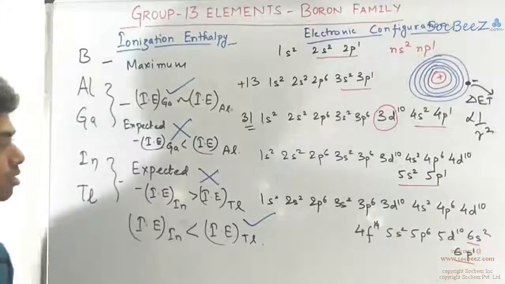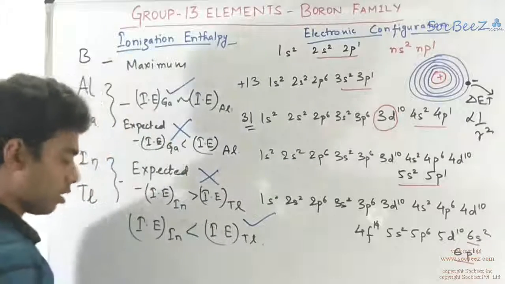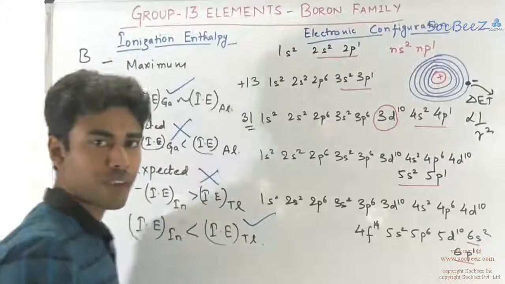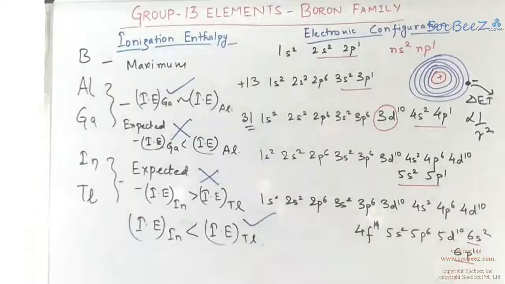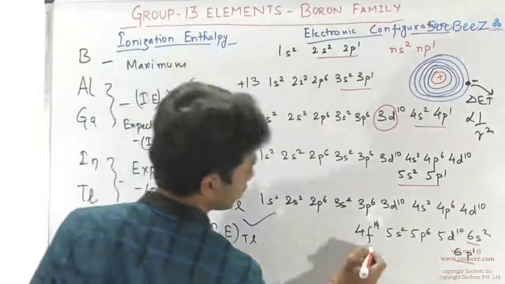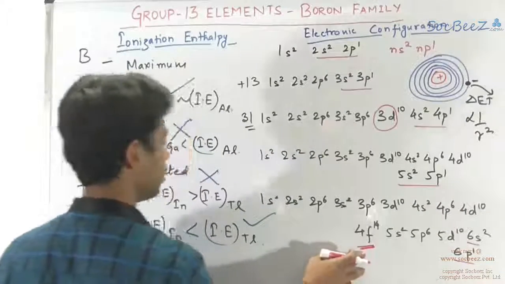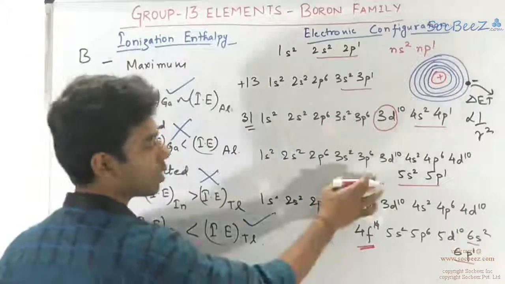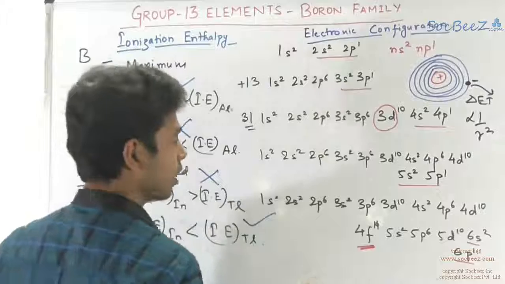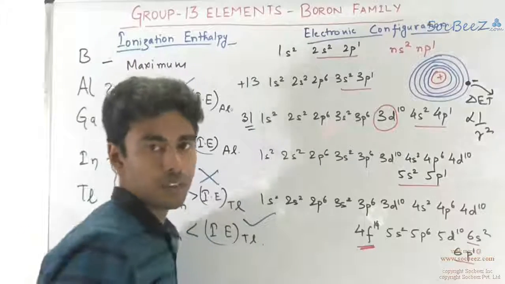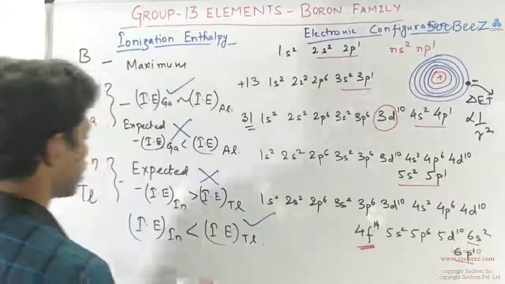Now again, why does this take place? Because when we move down the group, the only factor which is different from up the group and down the group is the presence of d and f orbitals. See, here there is no f orbital, but in thallium there is an f orbital. Indium does not have any f orbital, but thallium does. And again, these d orbitals and f orbitals offer poor shielding effect. Again, the reason is poor shielding effect. Therefore, this is the case.